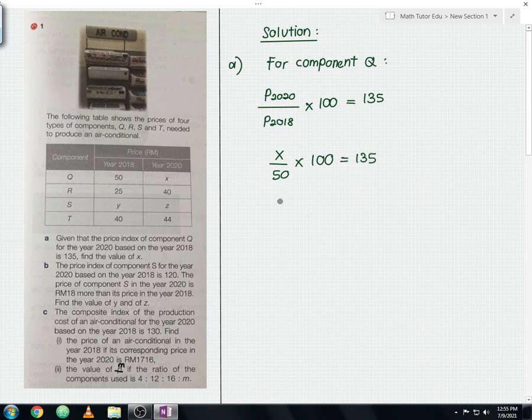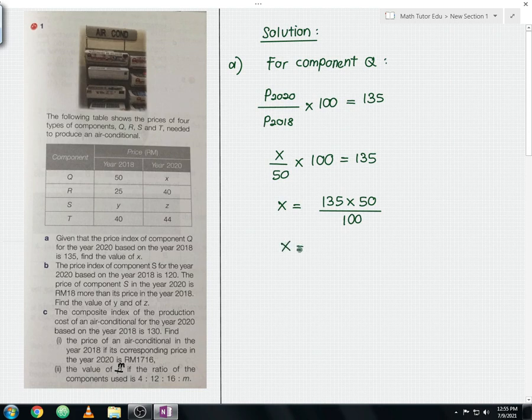135. So to calculate your X, what you should do is multiply 135 by 50 and divide by 100. So X will be equal to 135 times 50 divided by 100. Let me underline the fraction. You calculate this, and from here you should get your final answer.